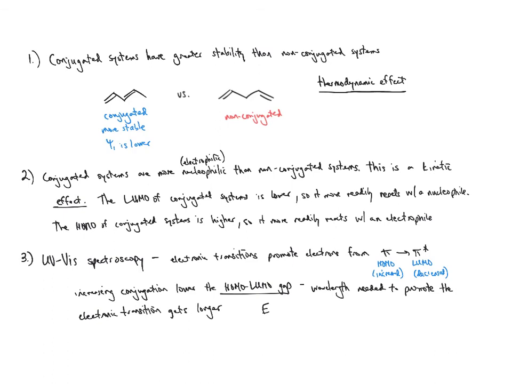Right? E equals h nu, which is equal to hc over lambda. So as energy gets lower, as the HOMO-LUMO gap decreases, lambda increases. And eventually it becomes so long that it occupies the visible region of the electromagnetic spectrum. Right, and so this is the reason why we see color.